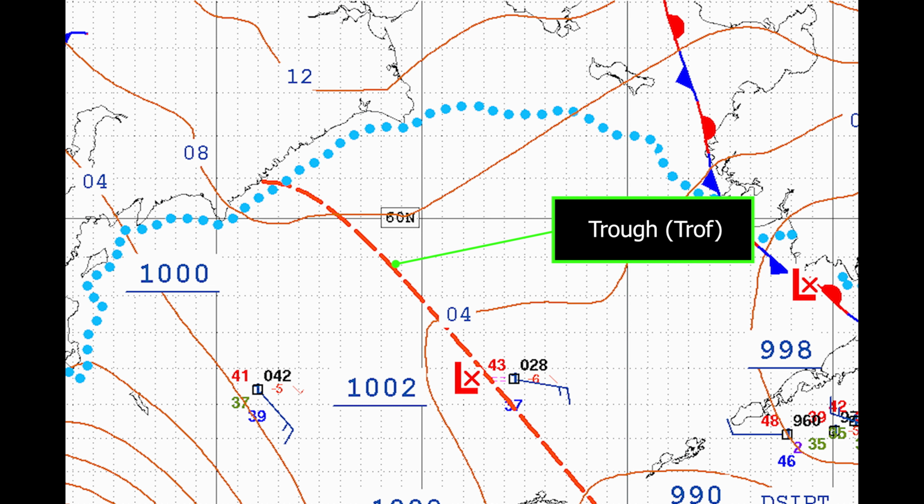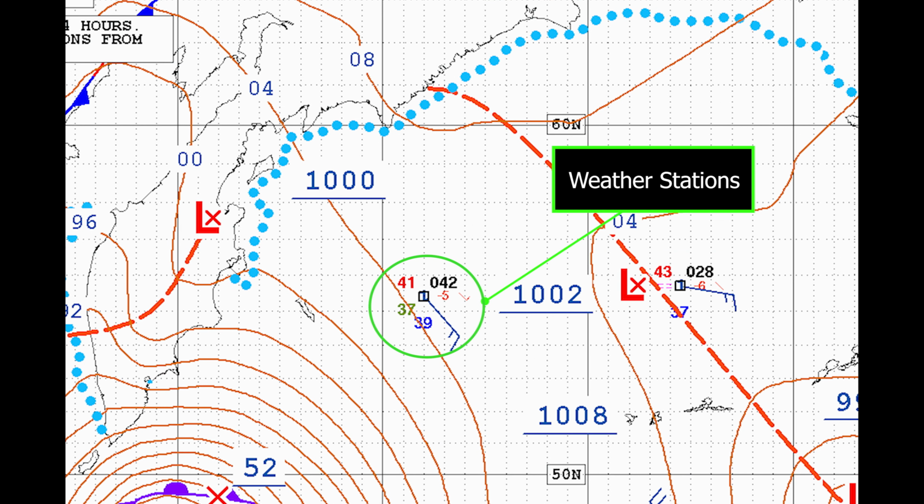Next, we have a trough. This is an elongated area of relatively low pressure, often associated with unstable weather and cyclonic wind shifts.